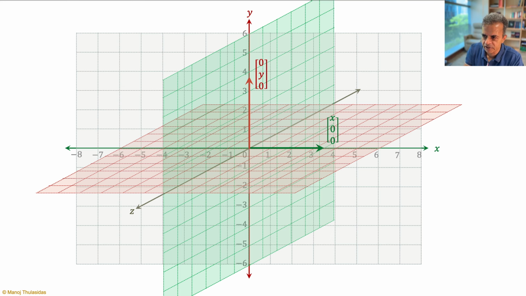But in order to verify, you just take the dot product. The dot product will be 0 times x plus y times 0 plus 0 times 0. So that adds up to 0. So the dot product is indeed 0.